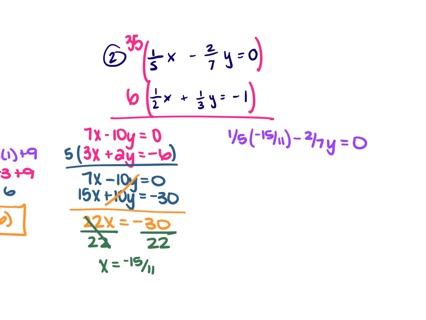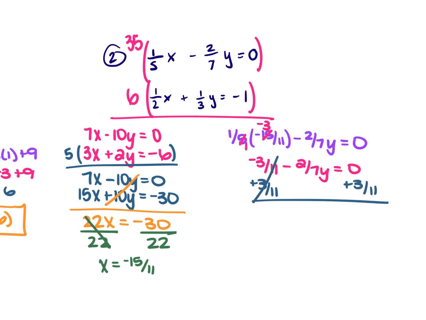Because your equation is 0, you don't have to change denominators at all. So you can just multiply that 1/5 times the negative 15 over 11. 5 becomes 1, the negative 15 becomes negative 3. So that's now negative 3 over 11 minus 2 over 7y is equal to 0. We want that negative 2 over 7y by itself, so we're going to add the 3 over 11 to both sides. So that gives you negative 2 over 7y is equal to 3 over 11.